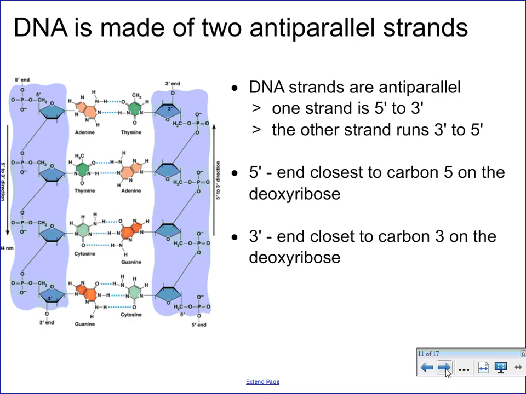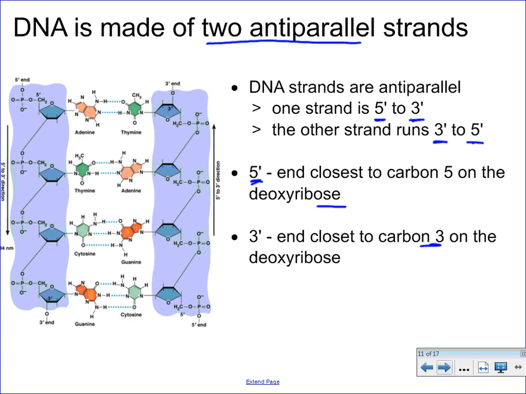So DNA, with those two strands, is made up of what's referred to as anti-parallel strands. Those DNA strands are anti-parallel to each other, which means that one strand runs from the 5' carbon to the 3' carbon, and the other strand runs from the 3' carbon to the 5' carbon. The 5' end, or the 5' carbon, is the end closest to carbon 5 on the deoxyribose, and the 3' end is the end closest to carbon 3 on the deoxyribose.